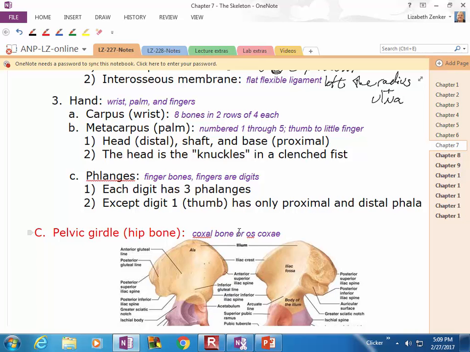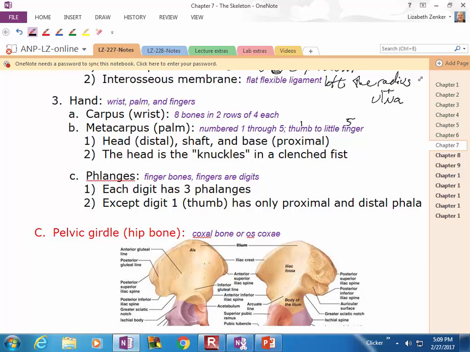Then you have the metacarpus or metacarpals, which are in the palm, and we number them 1 through 5, from the thumb side being 1 to the pinky side or little finger being 5. The head of the metacarpals is the distal part, further away from the shaft, and the base is the more proximal part. When you make a fist, the head is the knuckle, which is the distal part of that bone.